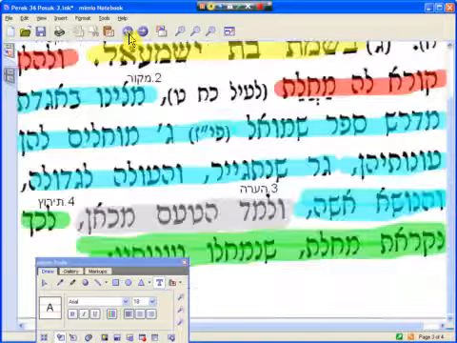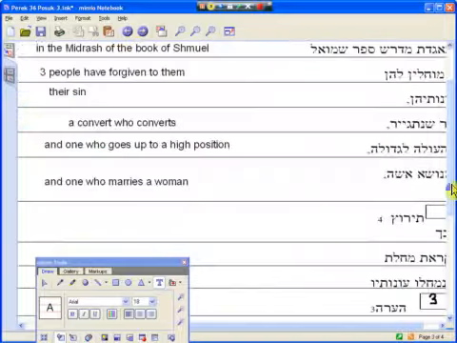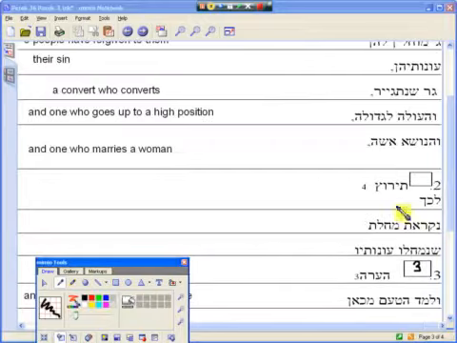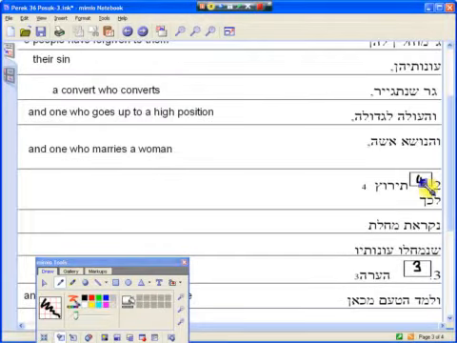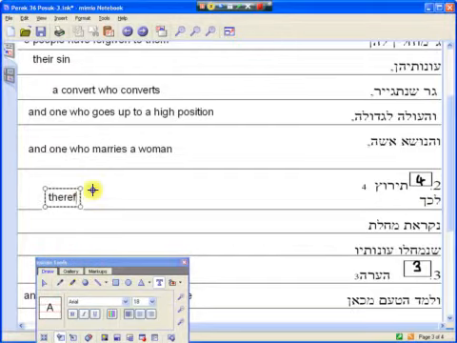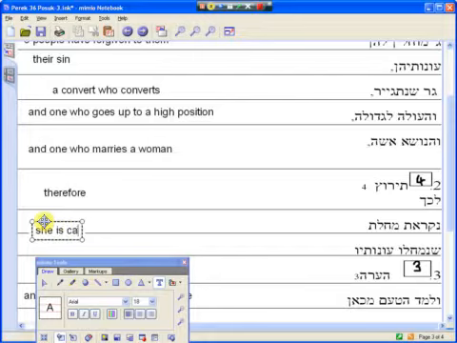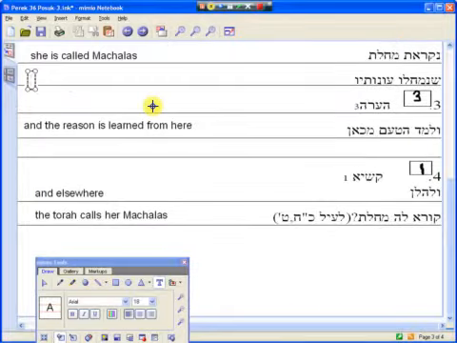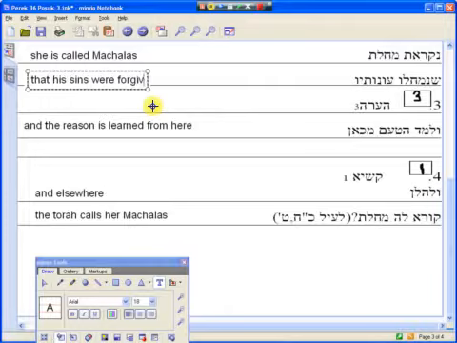So we go over here, and we put that final answer in. That's 4, the final piece. Lakach, therefore, Nikres Machalas, she is called Machalas, Shenim Chalu Avoinoisov, that his sins, or because his sins were forgiven, that, we'll keep it literal, that his sins were forgiven.